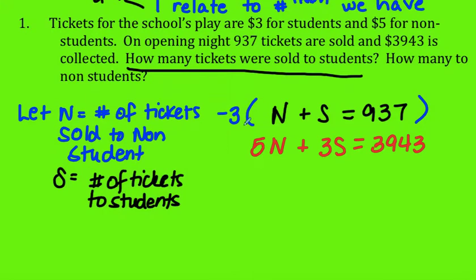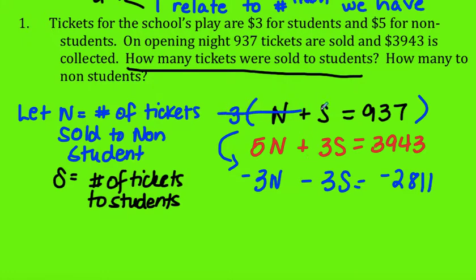All right, so if I do that, I'm going to rewrite my new equation under it. I get -3n minus 3s equals -2,811. Okay, so now this equation I've modified. It's my new blue equation there that you see.